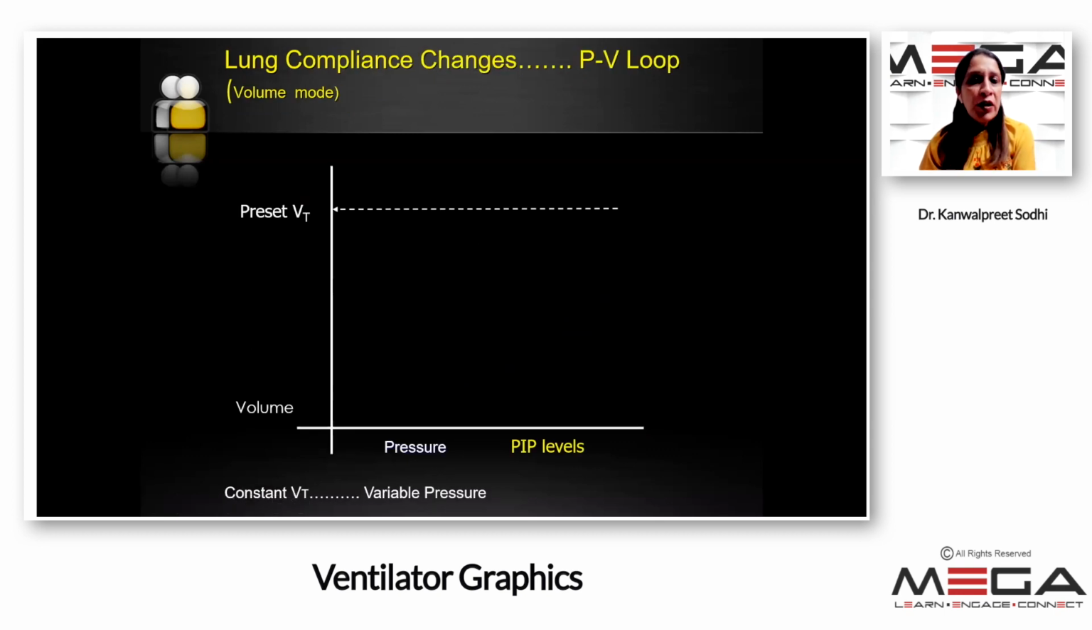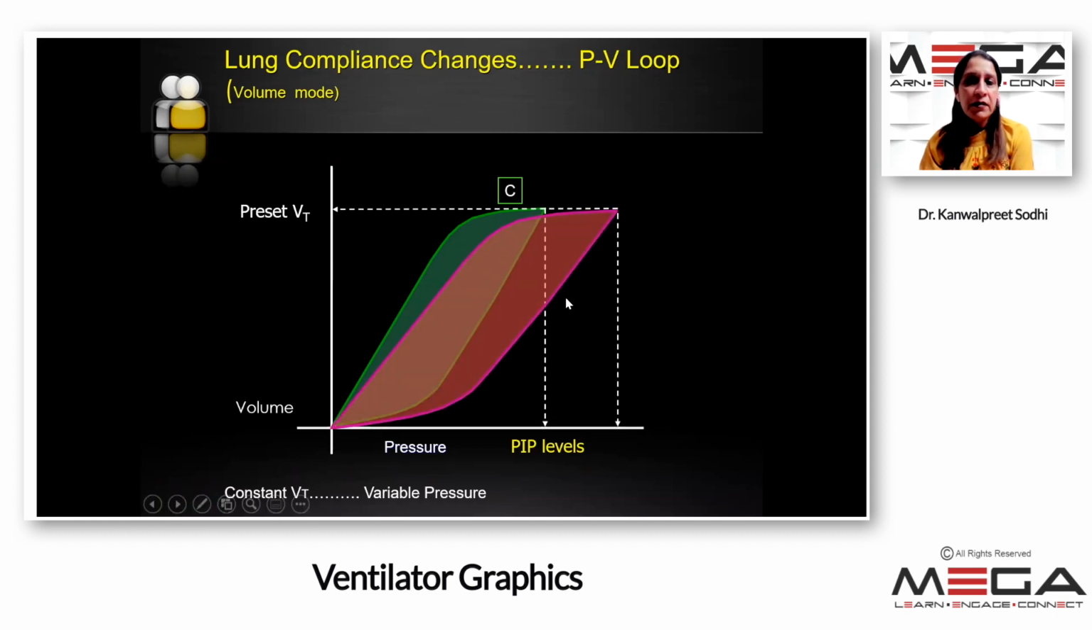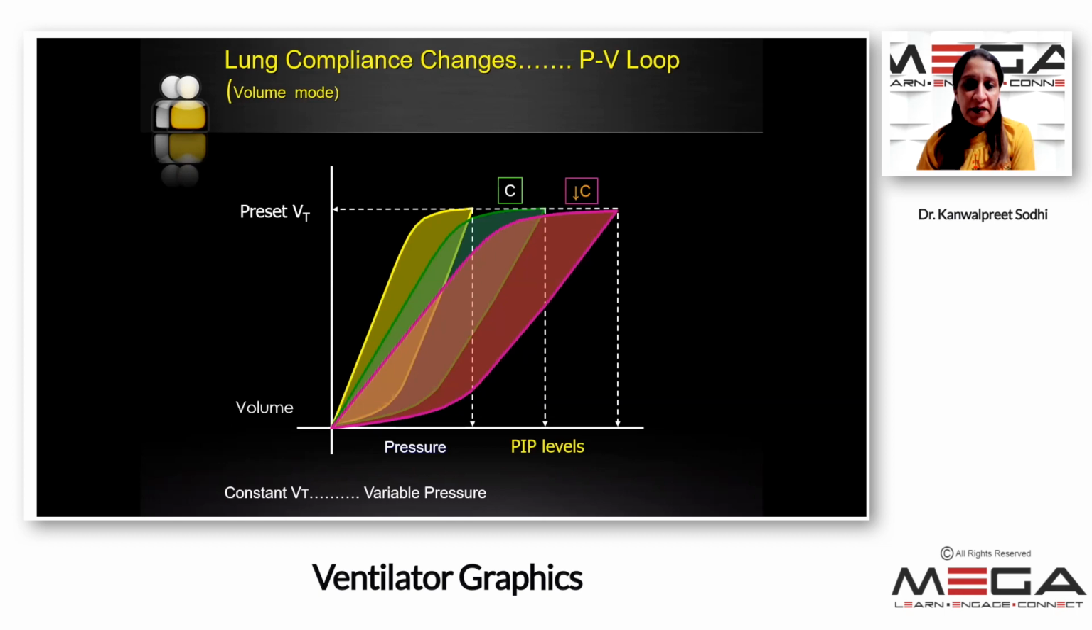What about the volume mode? In the volume mode, we have to achieve the preset tidal volume, so according to the set tidal volume, a certain amount of pressure is achieved. There is a peak inspiratory pressure. What happens if the lung compliance is decreased in the volume mode? So what will happen to this pressure volume loop? This will turn towards the right, a rightward shift, because to achieve the same tidal volume, a higher pressure has to be achieved. And if the lung compliance is increased, there's a leftward shift of the pressure volume loop in the volume mode. This is very important to know and understand the compliance of the lungs.